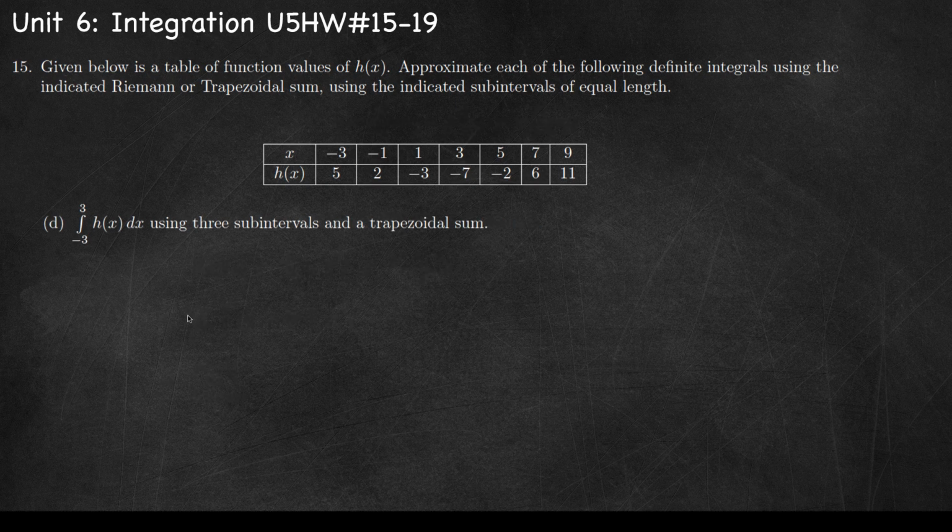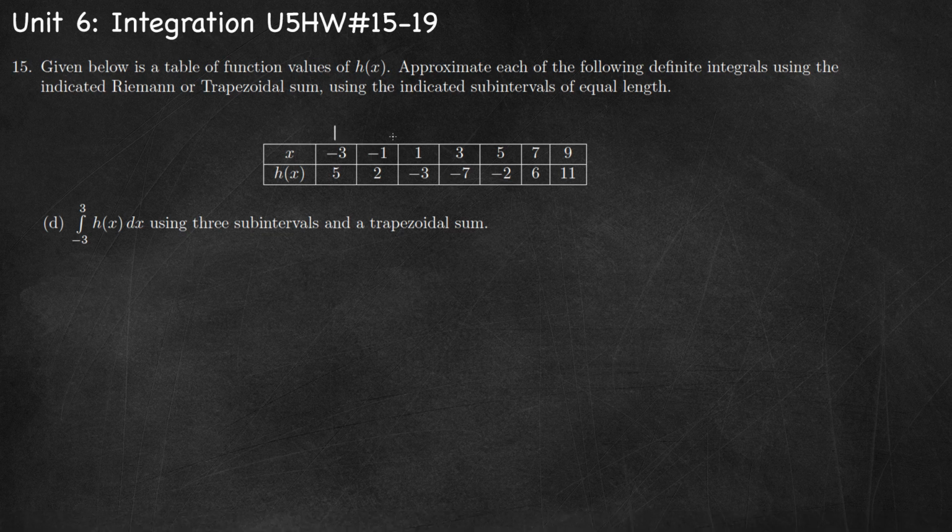Part D, we want to approximate the integral from -3 to 3 using three subintervals and a trapezoidal sum. From -3 to 3. So my intervals are going to go from -3 to -1, make a trapezoid there. And then from -1 to 1, we'll make a trapezoid there. And then from 1 to 3, we'll make a trapezoid there. So the width of my trapezoid from -3 to -1, that's a width of 2. And from -1 to 1, that's a width of 2. And from 1 to 3, that's a width of 2.